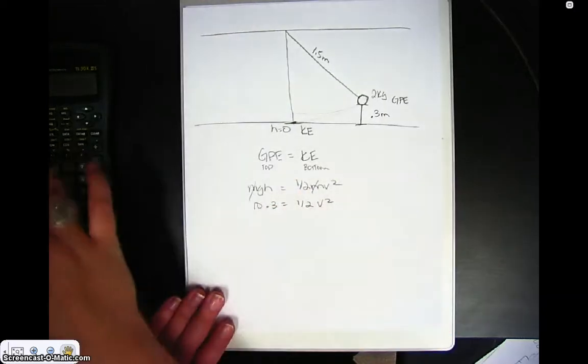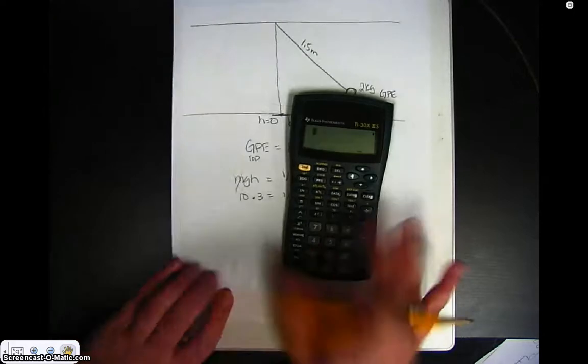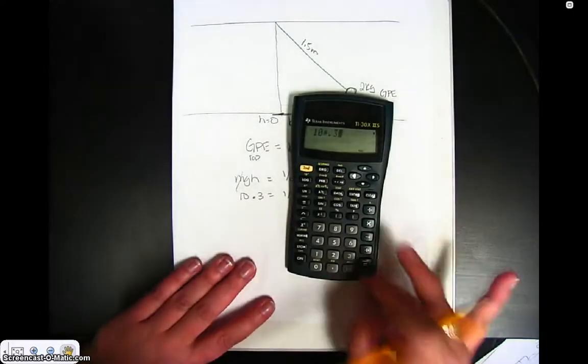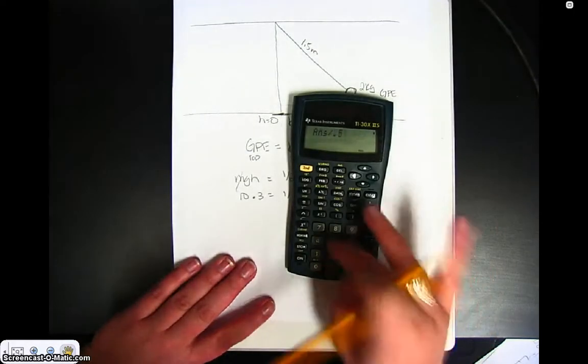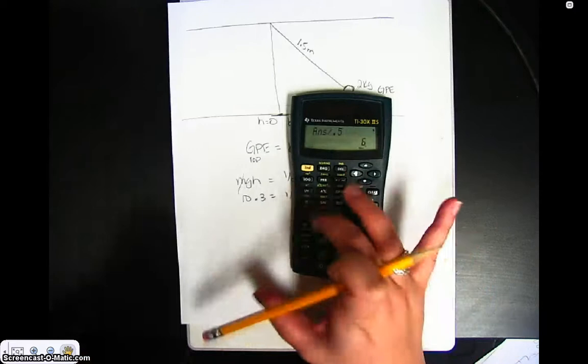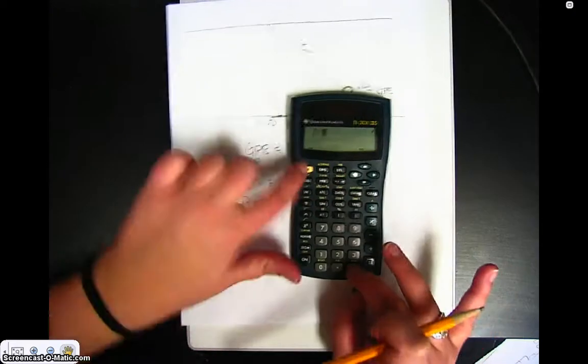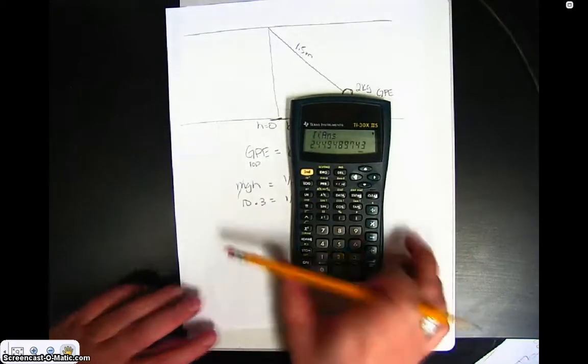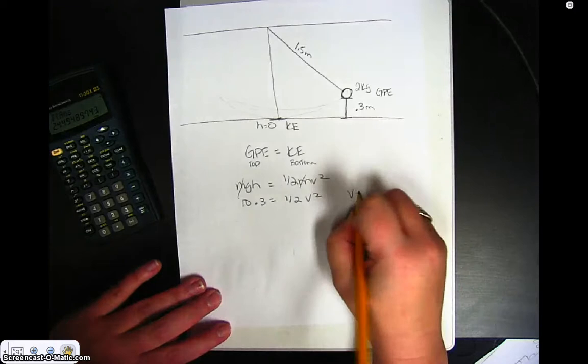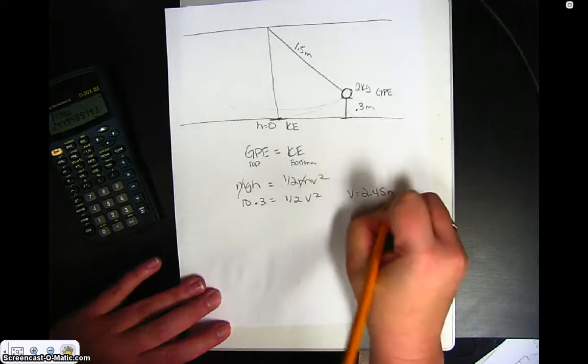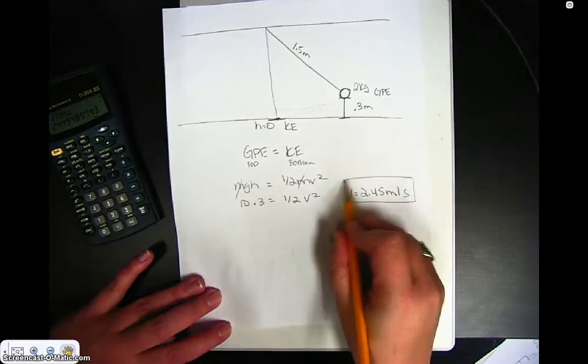So my answer would actually be the square root of 6. Let's see what that is. 10 times 0.3 is 3, and if I divide that by 0.5, I get 6, and then I take the square root, and I get 2.45. So my velocity is 2.45 meters per second at the bottom of the swing.